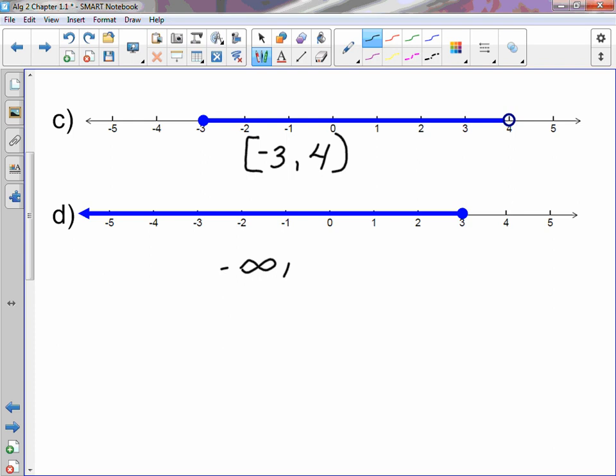And the biggest number we have is 3. Negative infinity would be a bracket. And that's it. That's all we have to do for these here. Any questions on these here?